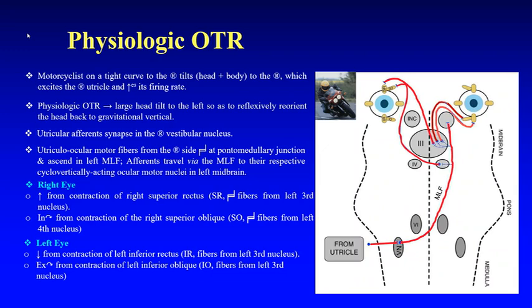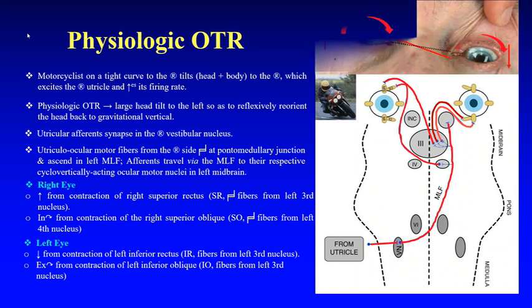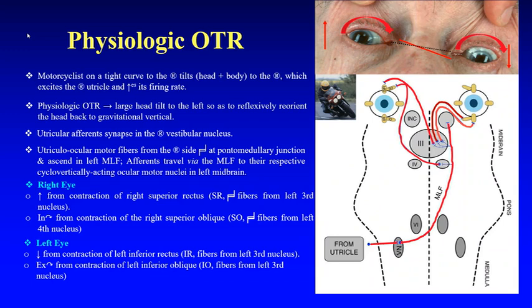The left eye depresses from the contraction of the left inferior rectus. The inferior rectus fibers are derived from the left ipsilateral third nerve nucleus. It extorts from the contraction of the left inferior oblique. The fibers are derived from the left ipsilateral third nerve nucleus. So this is how a physiological ocular tilt reaction looks like.